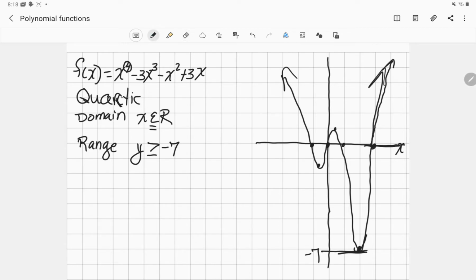The next thing they talk about is real zeros. Real zeros is just where the graph crosses or touches the x-axis. In this case, it looks like there are 4 places where the graph crosses the x-axis. One is at -1, another one is at 0, another one is at 1, and a fourth one looks to be at 3. So my real zeros are just -1, 0, 1, and 3.